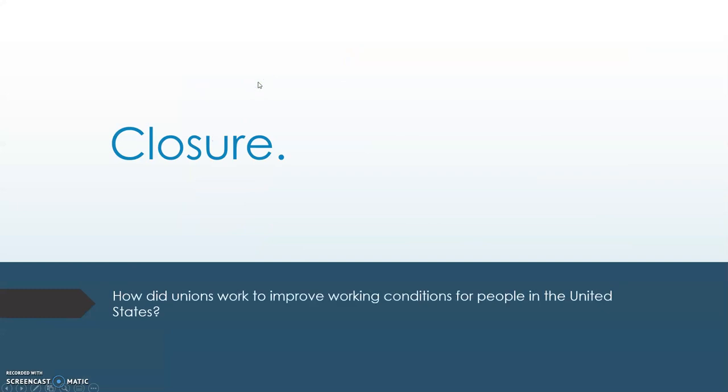Alright, so our closure. How did unions work to improve working conditions for people in the United States? Think about some of the tactics or strategies they're using. What do they want for people? And then what are some of the struggles, too, that they're facing as well?